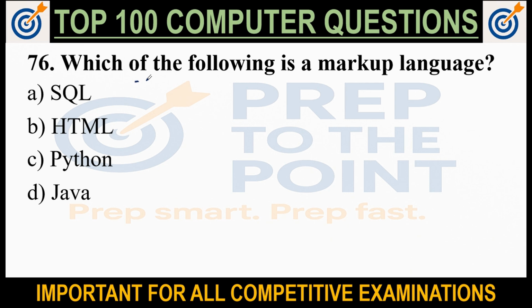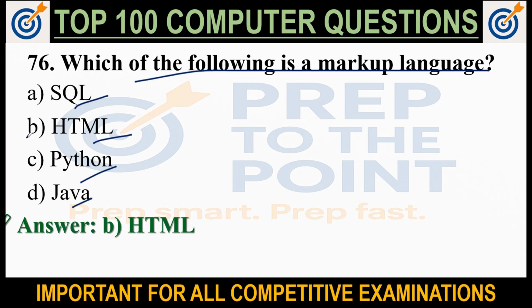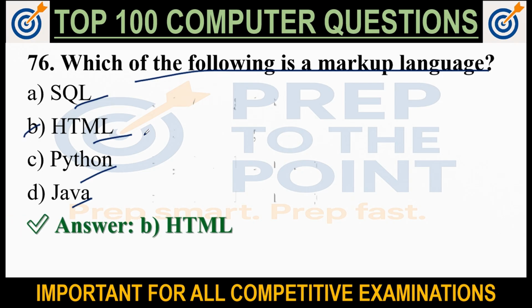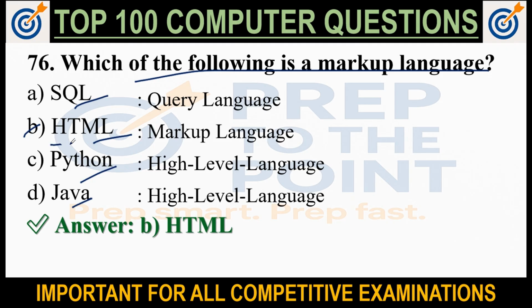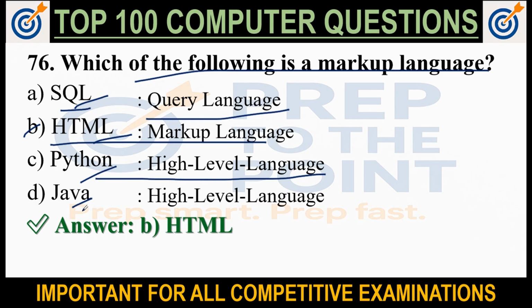Which of the following is a markup language? SQL, HTML, Python or Java? The right answer is option B, HTML. HTML is the markup language, whereas SQL is query language, Python is high level language and Java is also a high level language.